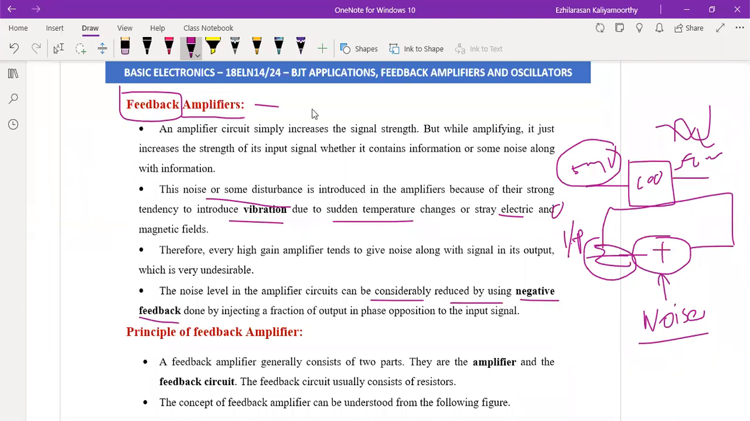Normally, feedback amplifiers are classified into two types. The first is the positive feedback amplifier. The second is the negative feedback amplifier. These are two different types of amplifiers. Normally, when you are designing an amplifier, we use negative feedback. When you are designing oscillators, we use positive feedback. So we have to keep that in mind.